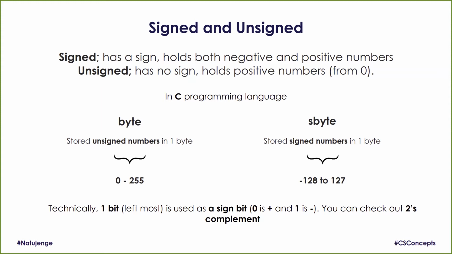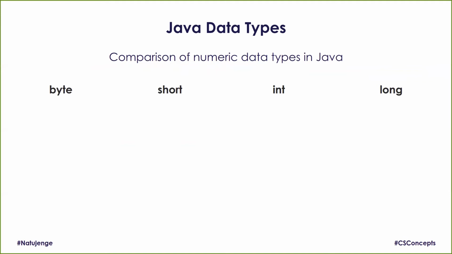In case you're wondering how we got negative 128, you can check out 2's complement, which is what we use to represent negative numbers within computers, a concept that we'll tackle in a later episode. Now let's look at more data types.